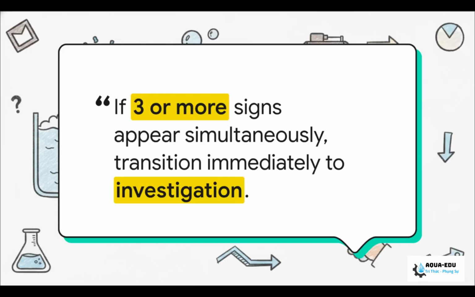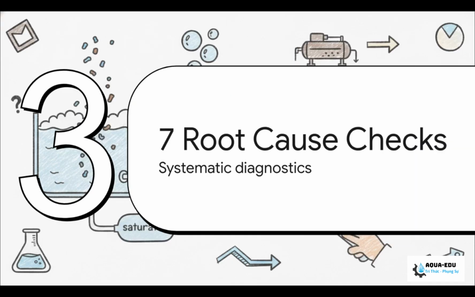Brothers, you gotta remember this crucial rule of thumb directly from the SOP. If you spot 3 or more of these signs happening at once, you have to stop hoping it'll just magically fix itself. Seriously, do not wait for the end of your shift. You must immediately put on your detective hat and begin your root cause investigation. Which brings us right to Section 3, the 7 root cause checks.